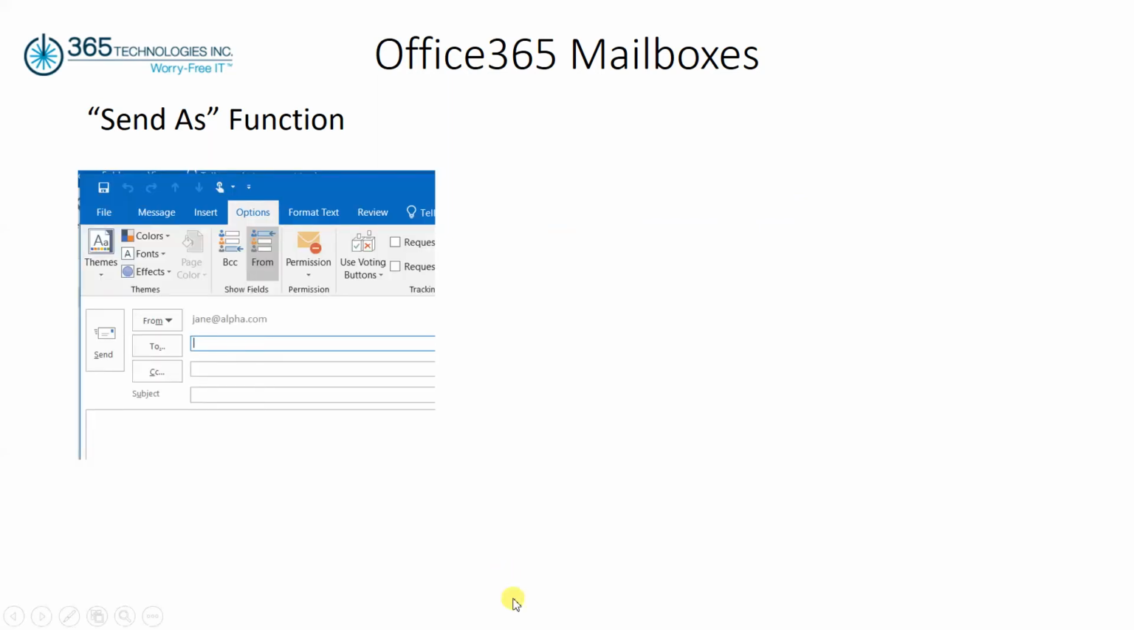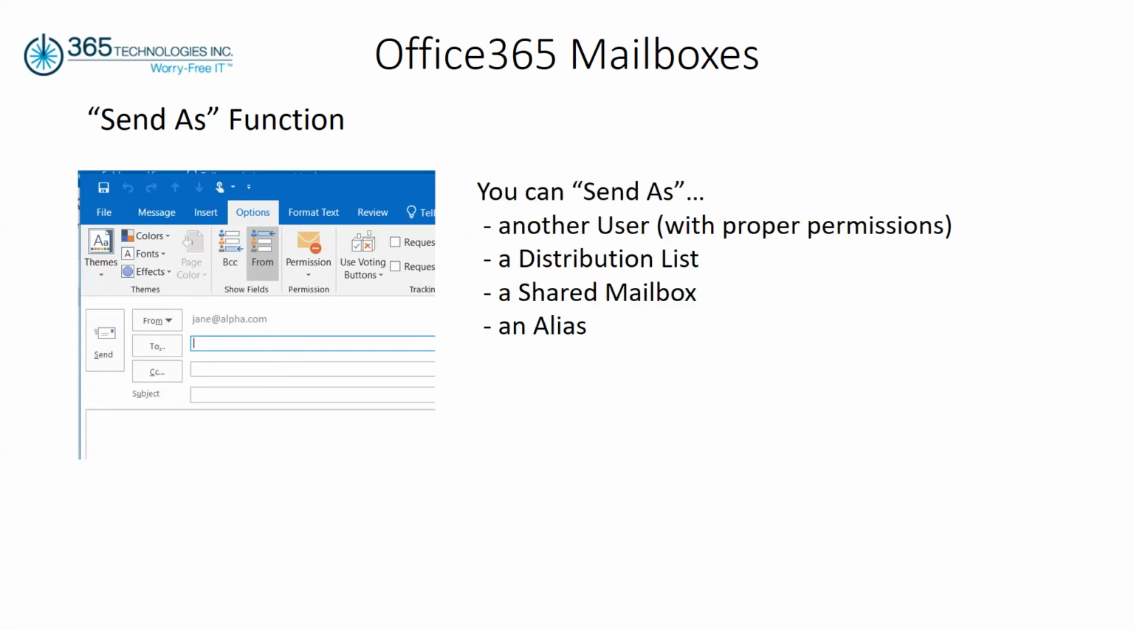So in Outlook, this is a screenshot of Outlook 2016, but it's similar in previous versions of Outlook. If you go to your compose screen, which I've done here, and you go to options and click the from, you actually get a field that says from, meaning you can change the from address to something you have access to. So you can send as another user. Now with proper permissions, all of these actually require special permissions to be set up on the server or on the Office 365 portal, which we can do. 365 Technologies can do that for any of our customers.